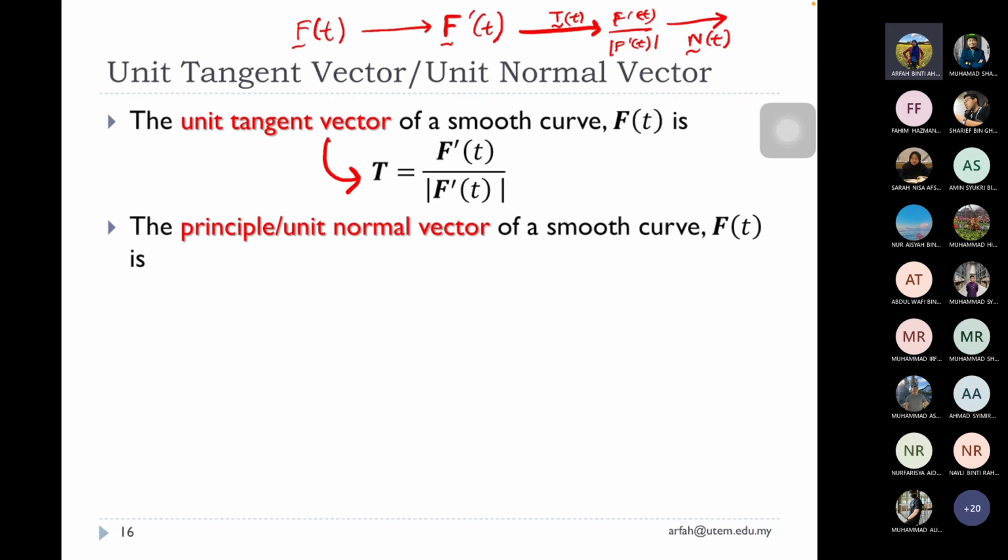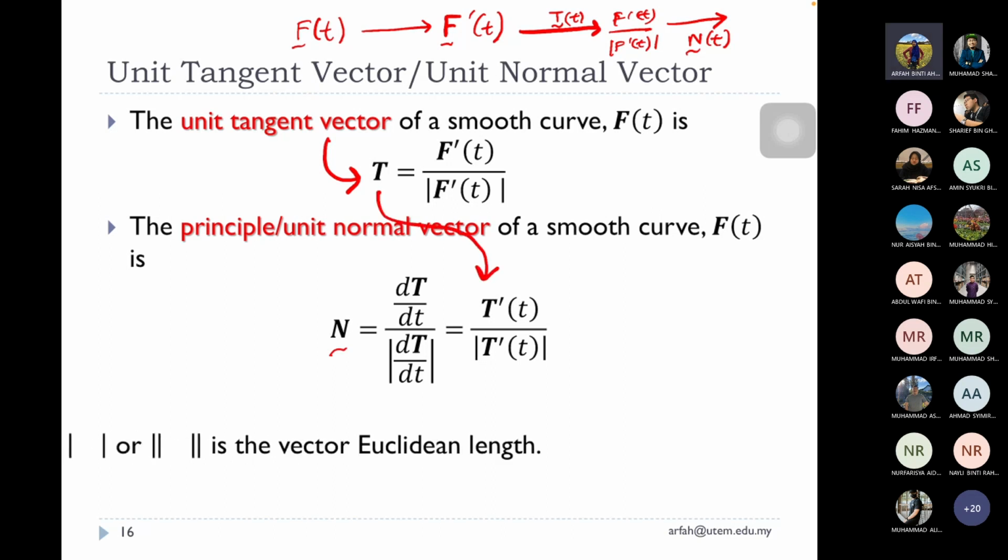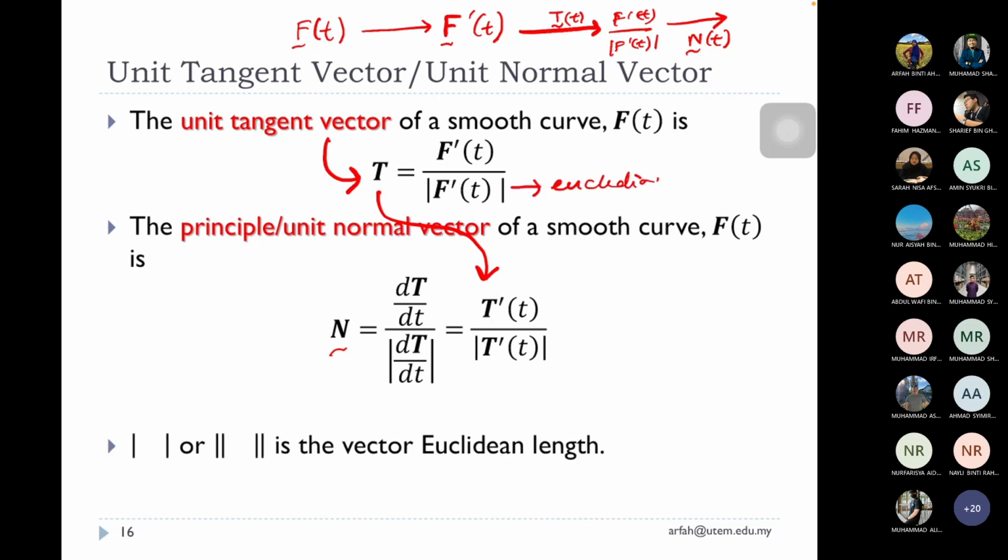We are using the notation of T, and dia punya unit principal atau unit normal vector, it is given by N equal to, find the first derivative of unit tangent vector, then dapatkan dia punya Euclidean length. So this one is referred to the Euclidean length. So yang ini dah belajar masa engineering maths 1. So nanti kita tengok balik how you are going to find the Euclidean length of the given vector function.